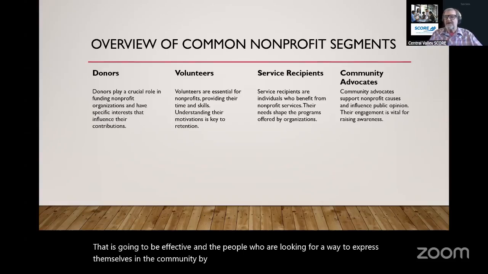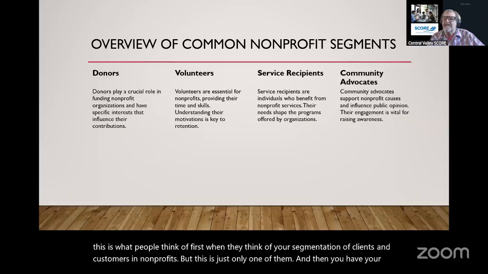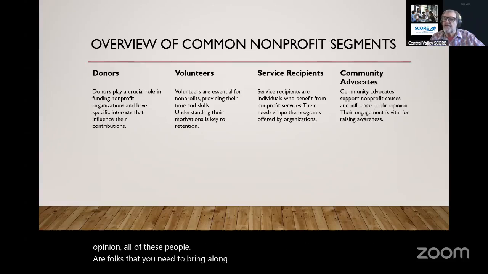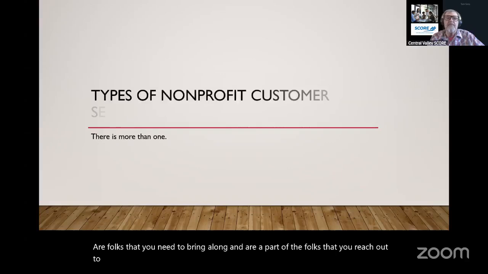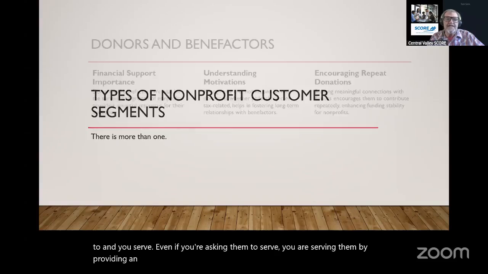Then you have service recipients. And this is what people think of first when they think of your segmentation of clients and customers in nonprofits. But this is only one of them. And then you have your community advocates, the people that support your causes, they influence public opinion. All of these people are folks that you need to bring along and are a part of the folks that you reach out to and you serve. Even if you're asking them to serve, you are serving them by providing an opportunity. There is more than one type.